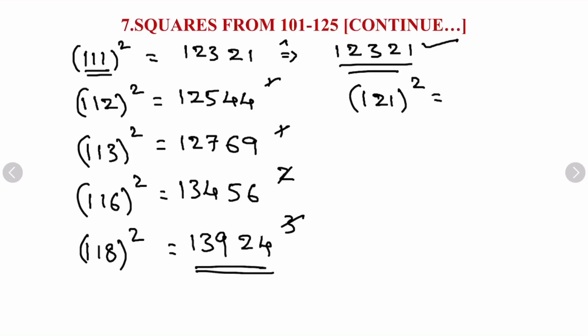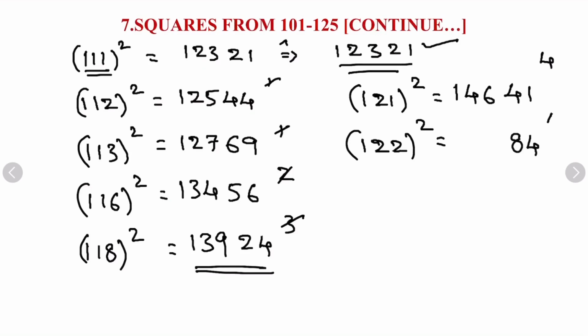If it is 121 square, how much more than 100? 21. 21 square, 441. Keep 41, 4 carry forward. 121 plus 21, 142, plus 4, 146. If it is 122 square, how much more than 100? 22. 22 square, 484. Keep 84, 4 carry forward. 122 plus 22, 144, plus 4, 148.